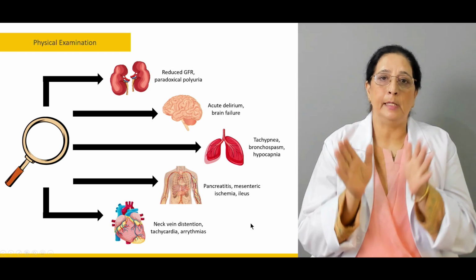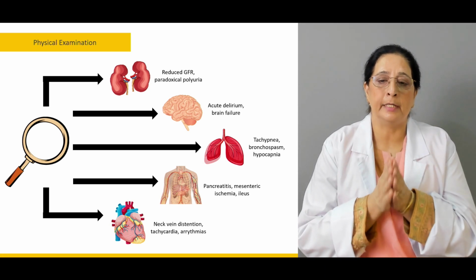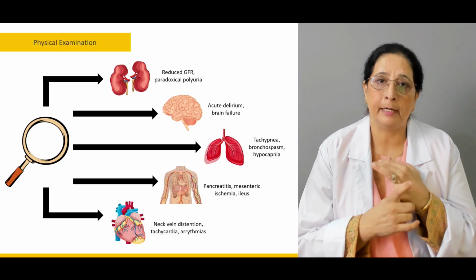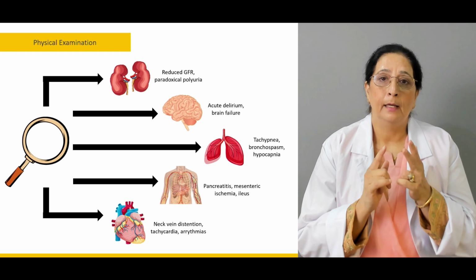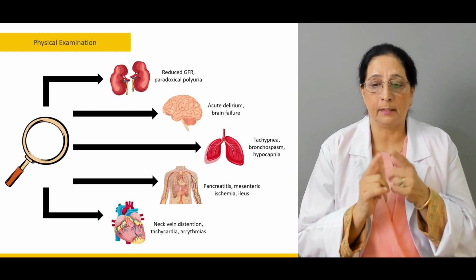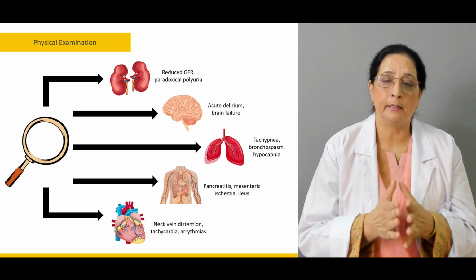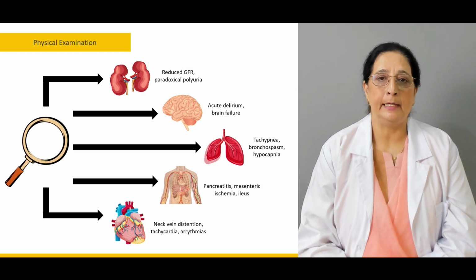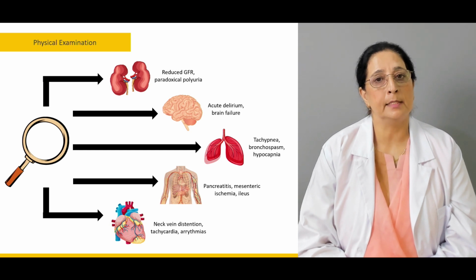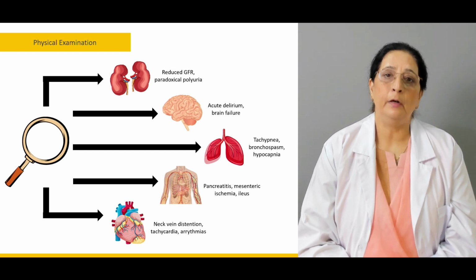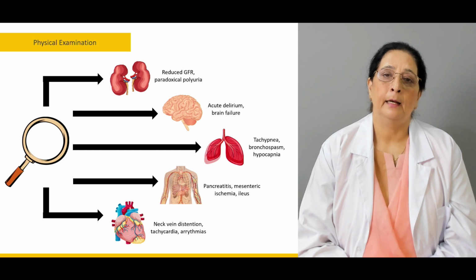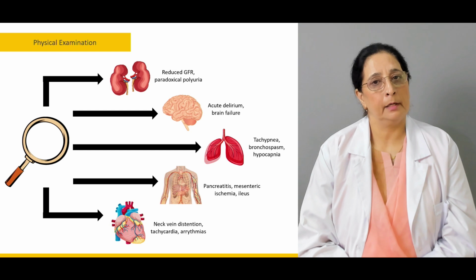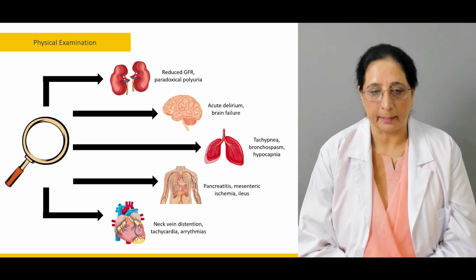So you can see multiple organ dysfunction. It's affecting a lot of organs of the body. It is affecting the lungs, brain, kidneys, heart, and pancreas, and it causes ileus. It affects the ileum, and it causes mesenteric ischemia. So different organs of the body are affected, and it can cause septic shock and increase the mortality rate.